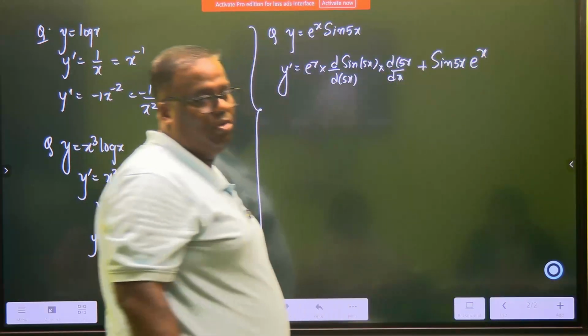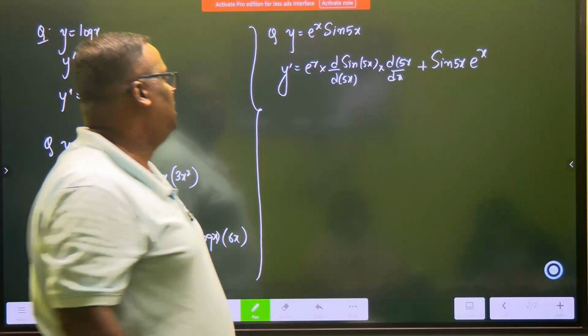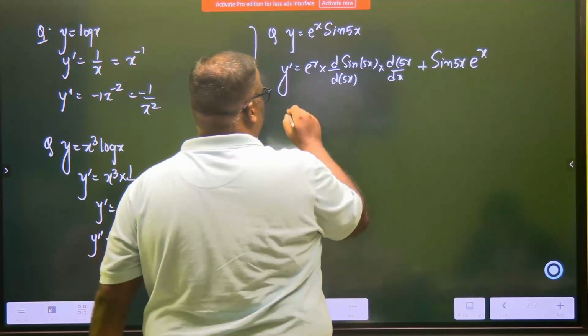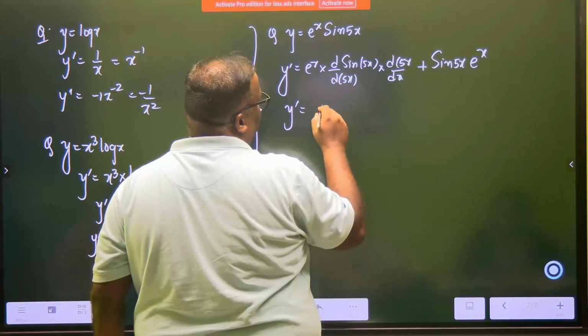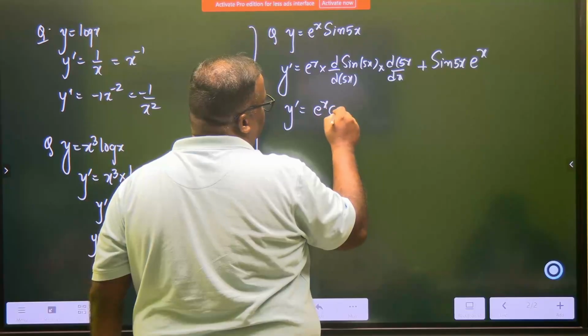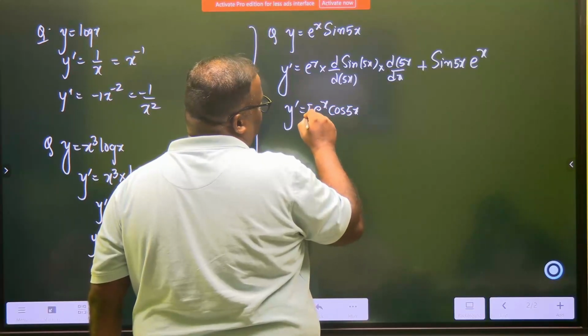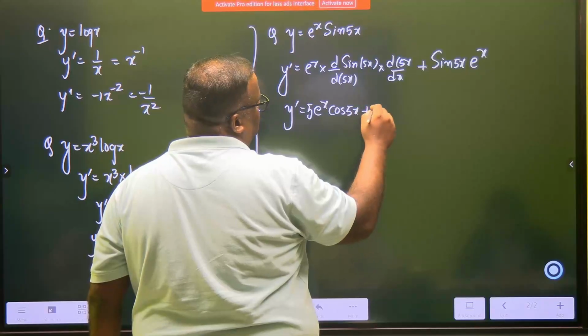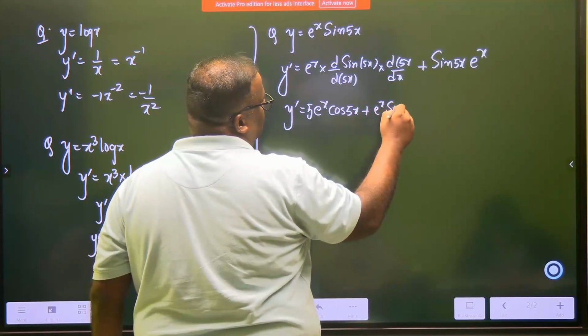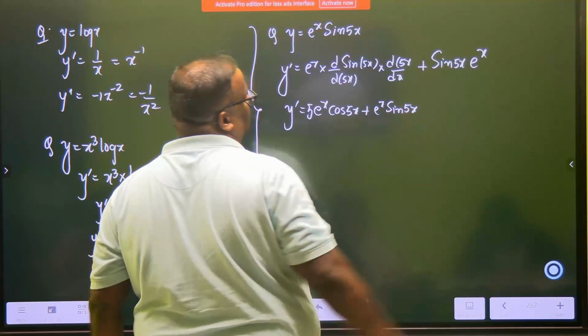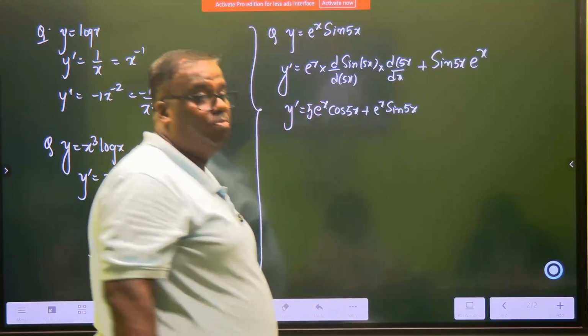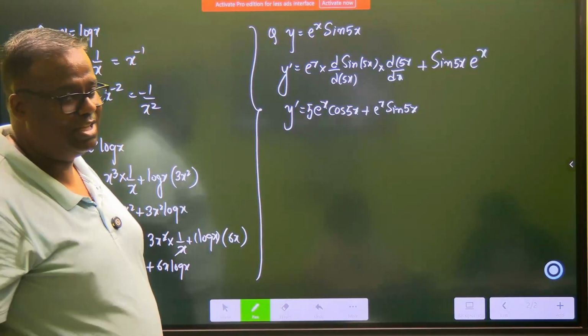Exponential functions are always exponential functions. So let's do it. My y prime becomes e to the power x cos 5x multiplied by a 5. So I bring the 5 here. And this is e to the power x sine 5x. Perfect. Your job becomes even more difficult in the next step.